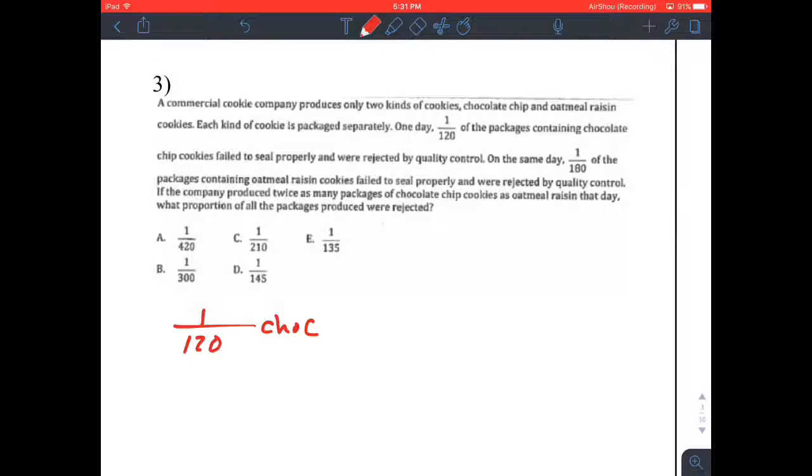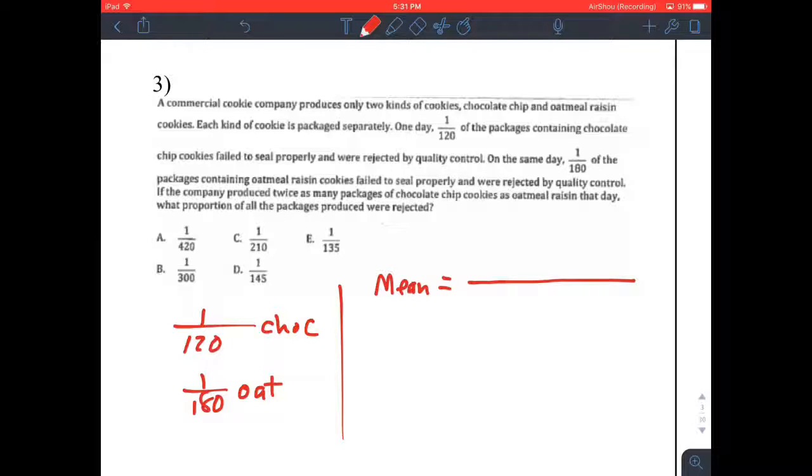On the same day, 1 out of 180 of the oatmeal raisins didn't seal correctly. I'm going to write that down. 1 out of 180 for the oatmeal. So then we get to the question. If the company produced twice as many packages of chocolate chip as oatmeal, what proportion of all packages produced were rejected? This may not seem like it, but this is actually asking for a mean once again.